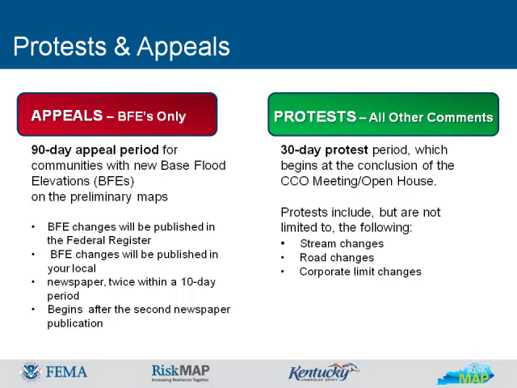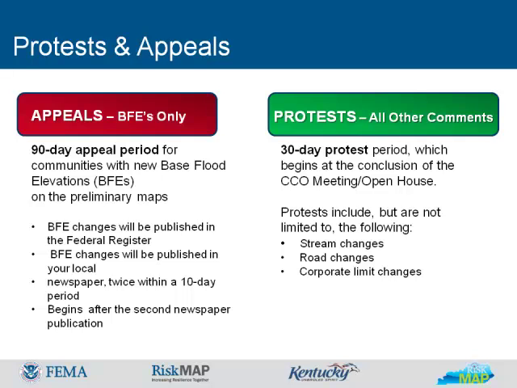Appeals are scientifically backed disagreements to the map data. Appeals apply to base flood elevation values. Engineering data must be provided by the appellant to negate mapped information. The appeals period lasts 90 days after the second publication of the FEMA publication notice in the community's local newspaper.